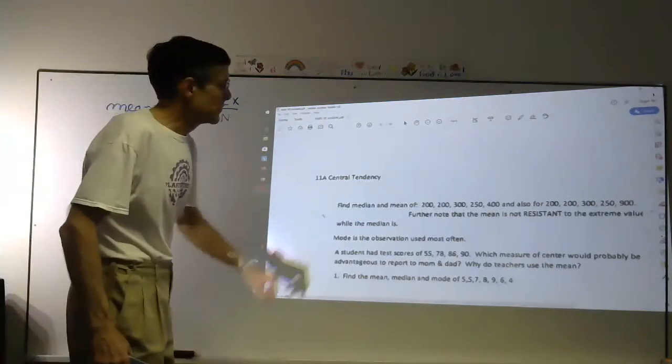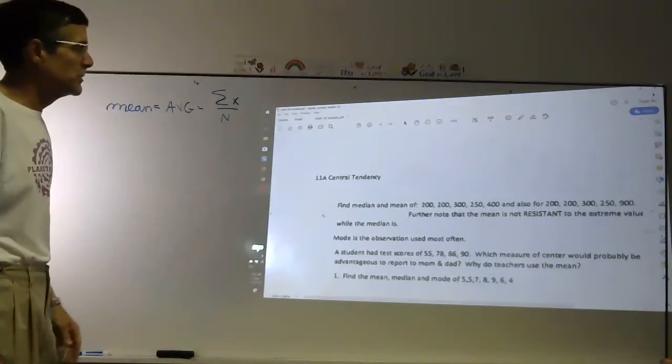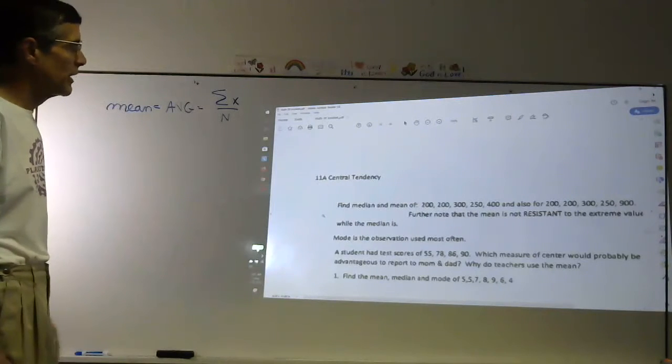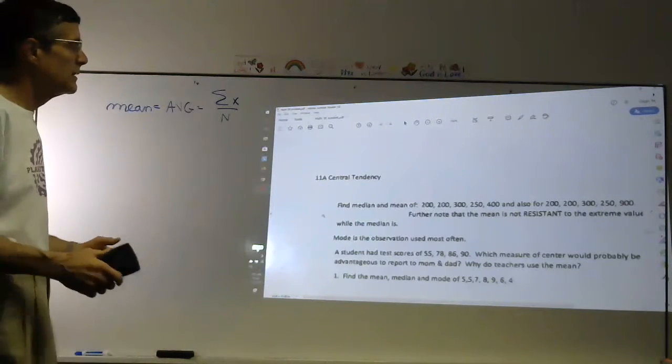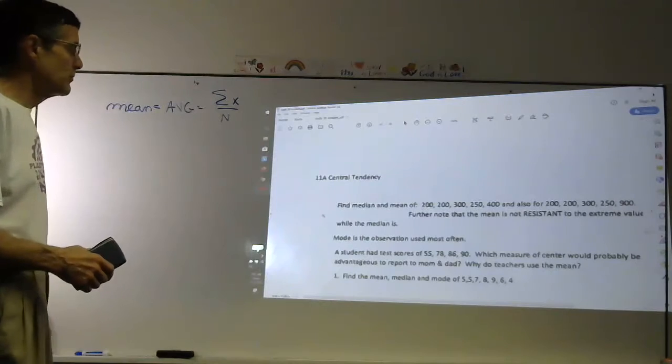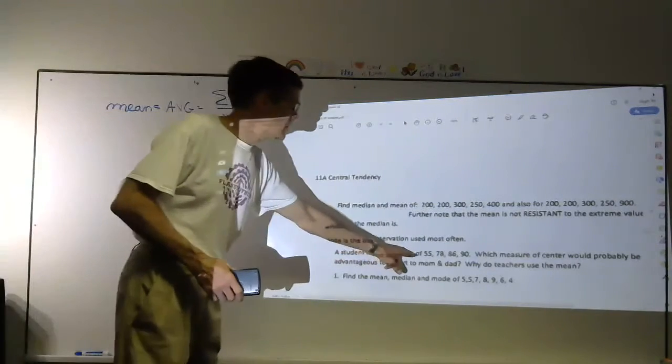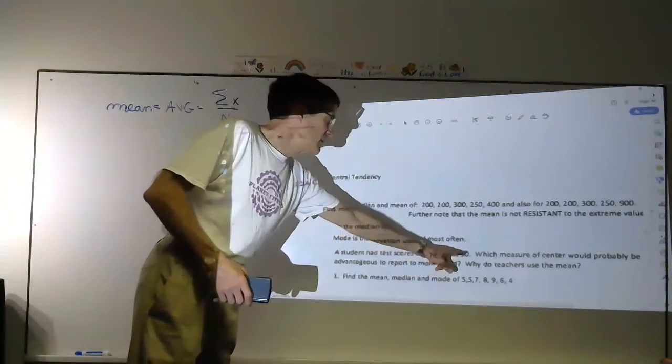A student has test scores. Of those 4 test scores, which measure of center would probably be more advantageous to report to mom and dad? We already talked about why teachers use the mean. But let's check out these scores: 55, 78, 86, and 90.